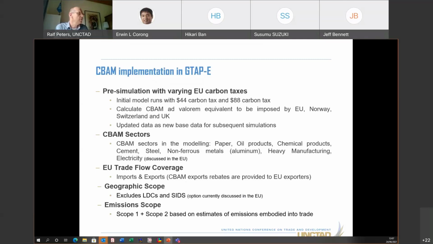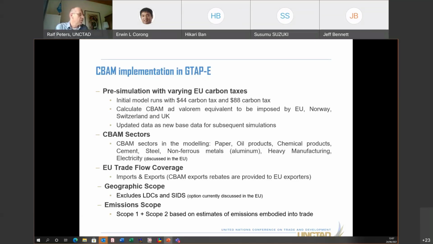The CBAM sectors, we follow the discussion that is taking place in the European Union Parliament, and they have issued a paper where they discuss sectors like paper, oil products, chemical products, cement, steel, aluminium, and so on. So energy-intensive sectors plus electricity.